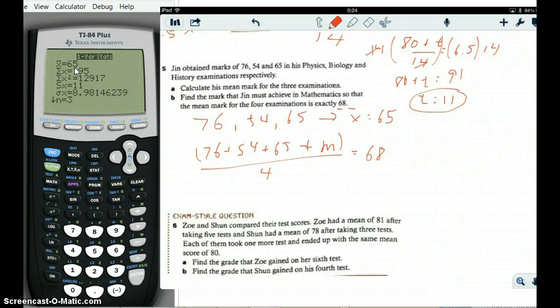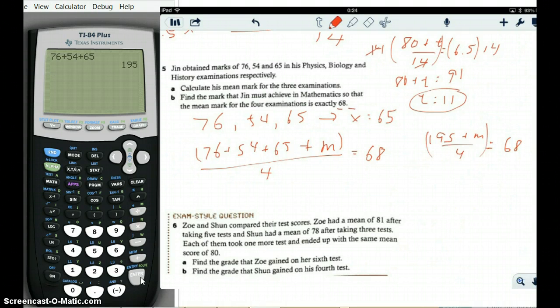So, let's see. We use a calculator here, and we'll do 76 plus 54 plus 65, 195. So we have 195 plus m divided by 4 equals 68. Okay, multiply both sides by 4. 4 times 68 is 272 equals 195 plus m, because the 4's cancel out.